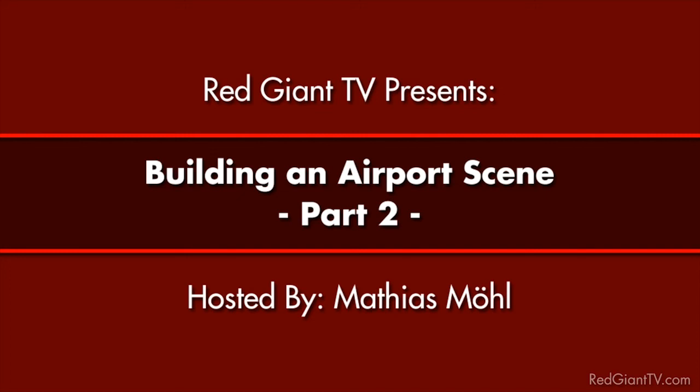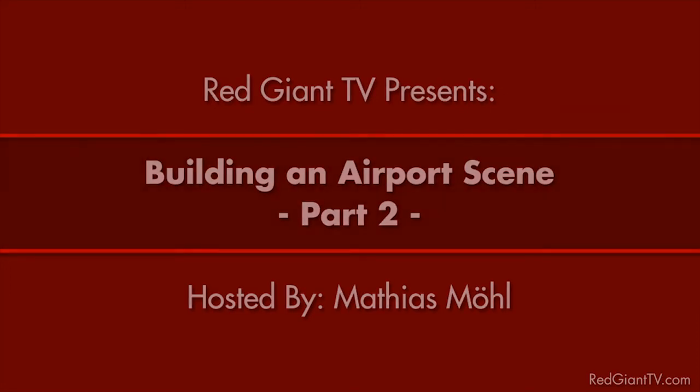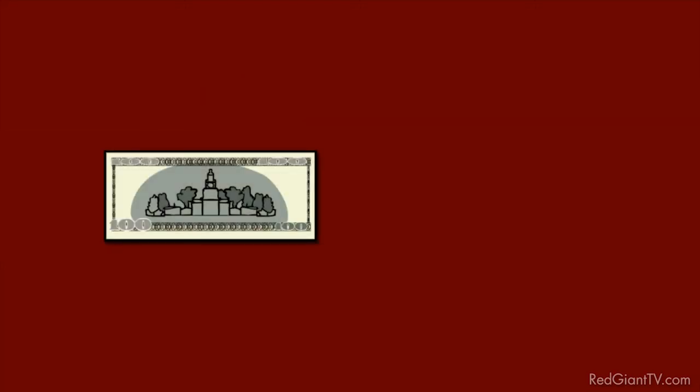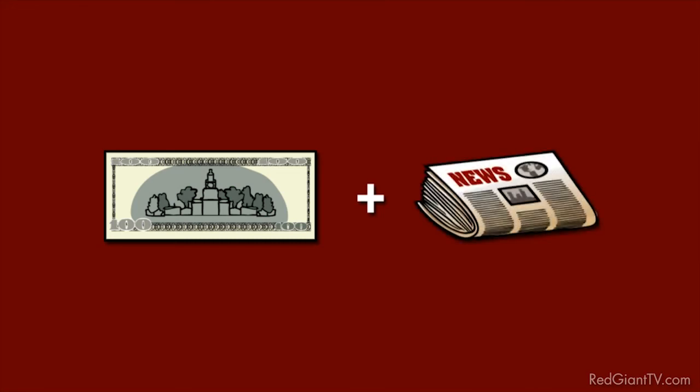In part 1 of this tutorial, Mathias Möhl showed us how to turn a parking lot into an airport. In part 2, he'll show us how to turn $100 into $14 million by placing small ads in your local paper. Wait, that can't be right. Oh, I'm reading from my spam folder.